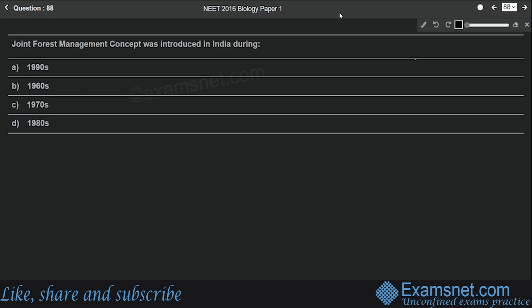Question number 88 is again from environmental issues, and the question is, joint forest management concept was introduced in India during, options are 1990s, 1960s, 1970s and 1980s, and the correct answer is option D, that is 1980s. Okay, so this joint forest management concept was introduced in the year 1990 for the protection and management of forest in India. Okay.